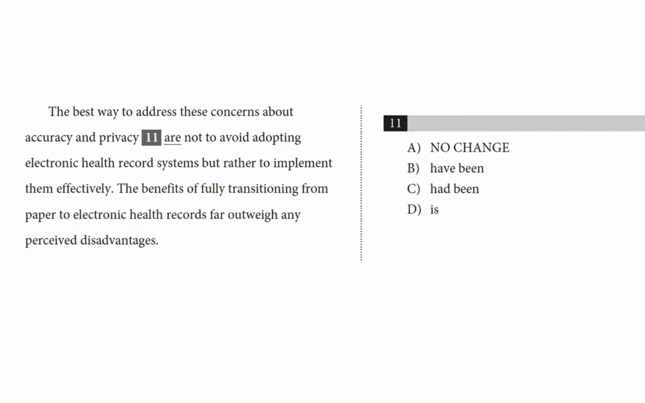Okay, let's do it. Now, the first thing I want to do is apply that top tip and get rid of extra words between the subject and the verb. So, what is the subject? The best way to address these concerns about accuracy and privacy, let's just cut out all these little prepositional phrases and just say, the best way are not to blah blah blah, avoid this thing, but rather to do that thing. That simplifies things nicely, doesn't it? The best way are not to do all this other stuff. All those other little parts of the sentence aren't the subject or its main verb, so we can just stop thinking about them for the purposes of this question.